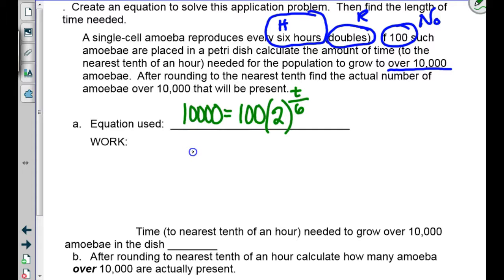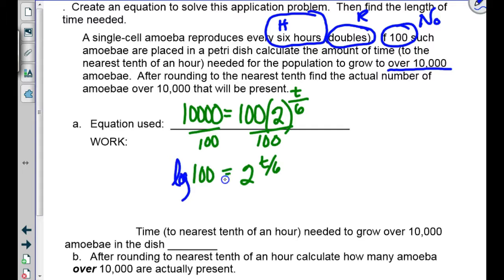Somebody check. Is that right? 10,000 divided by 100? So I have 100 equals 2 to the t over 6. Then what? I have to do log of both sides. So now I have log of 100 equals log of 2, which doesn't cancel, right? Can I move that? Of course not.